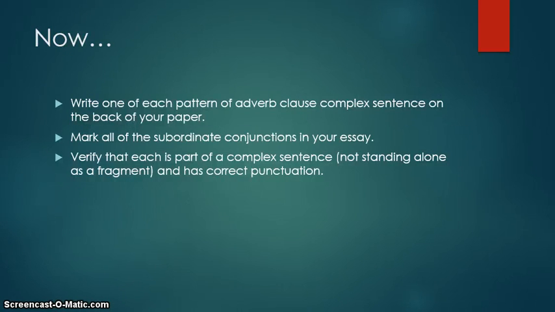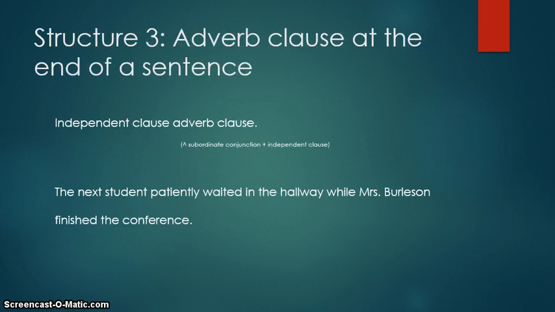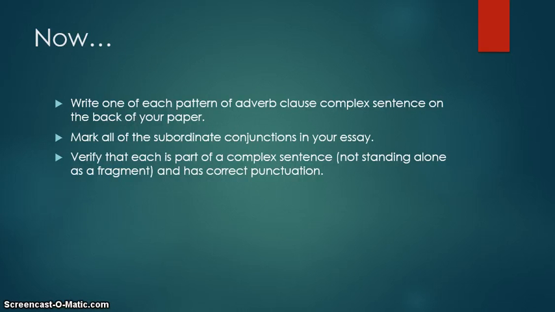All right, now there are 3 things you need to do. First of all, on the back of your notes, I want you to go ahead and write 1 sentence of each of those patterns where we have an adverb clause in a complex sentence, okay? So one where the adverb clause is at the very beginning, one where the adverb clause is in the middle, and one where the adverb clause is at the end. Then you're going to go through and mark all of the subordinate conjunctions in your essay, and verify that each is part of a complex sentence.